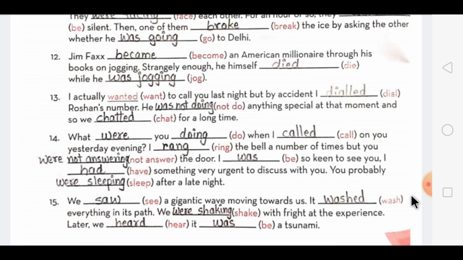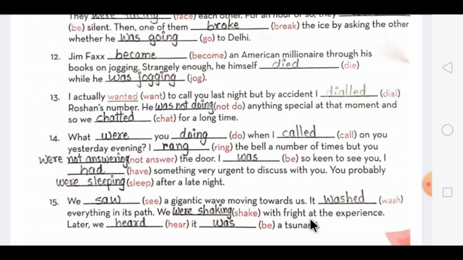Then it washed everything in its path. Meaning it has happened, it happened immediately, so we used V2 form of the verb. And we were shaking with fright at the experience. This happened for a long time, so we used past continuous tense over here. Later we heard it was a tsunami.